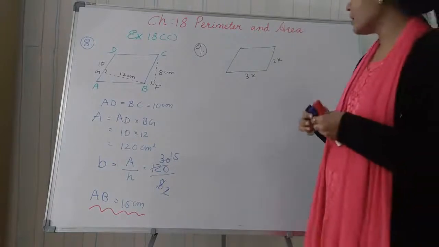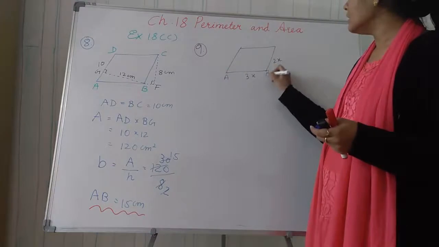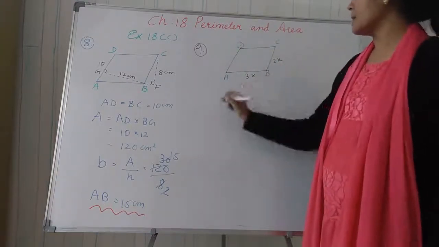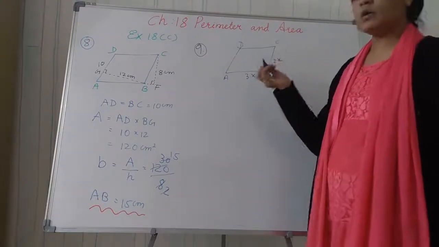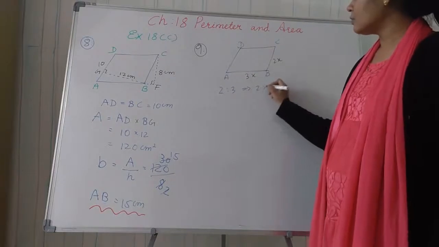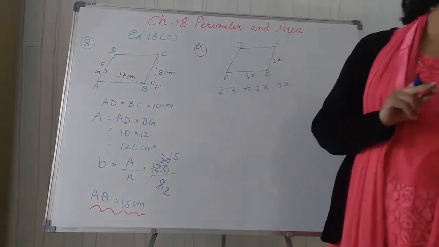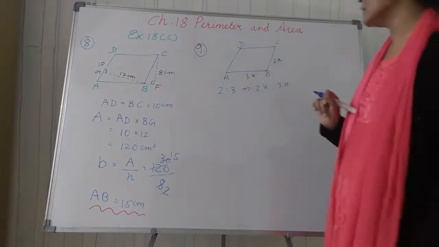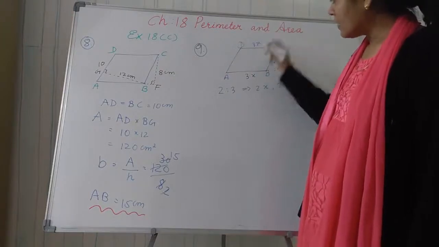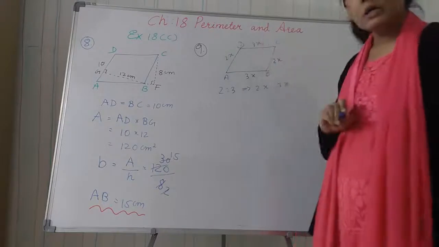So here students, see, I give the names A, B, C, D, right? So this is the longer side and this is the shorter side. So I have taken accordingly the 2:3. So you have to use 2x and 3x sides. And also the perimeter is given to you, 50 centimeters. So as I told you, the opposite sides are equal. If this is 3x, this is also 3x, this is 2x, it is also 2x.